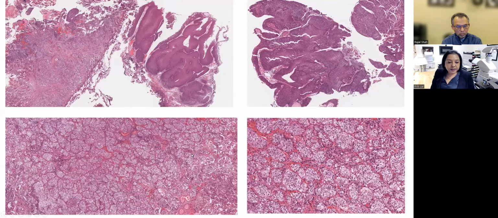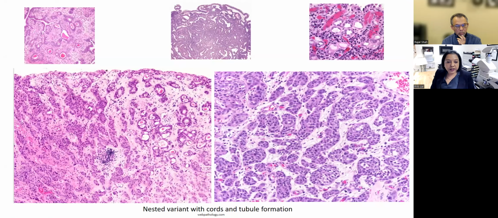A small nested pattern is another entity that can often be seen in the lamina propria and look very, very bland. But remember, if it is going beyond the lamina propria, you have to be really careful. And this much of an expansile lamina propria invasion is very consistent with this aggressive entity of small nested pattern of urothelial carcinoma.